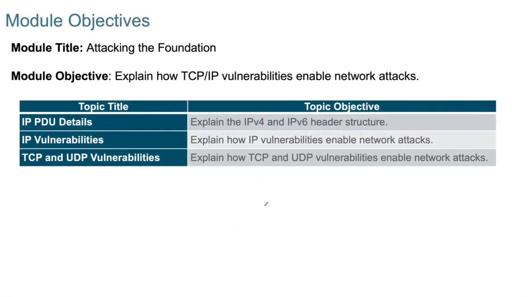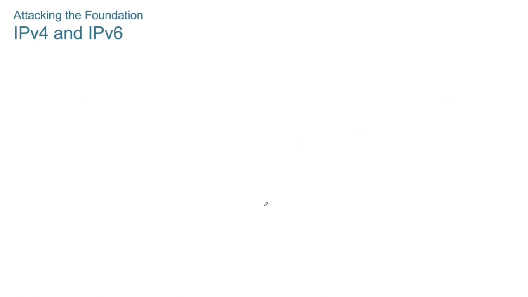We'll discuss the IP PDU details, IP vulnerabilities and TCP/UDP vulnerabilities, because these are the most important for any attackers, for analyzing attackers or for the defenders. For IPv4 and IPv6, we'll discuss IPv4 in detail, and a similar process applies for IPv6. First we'll discuss the IP PDU details.